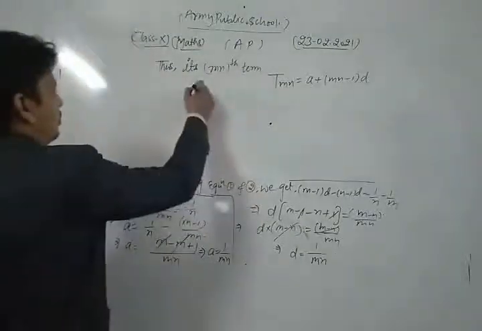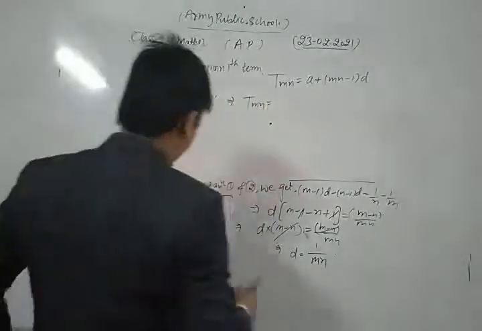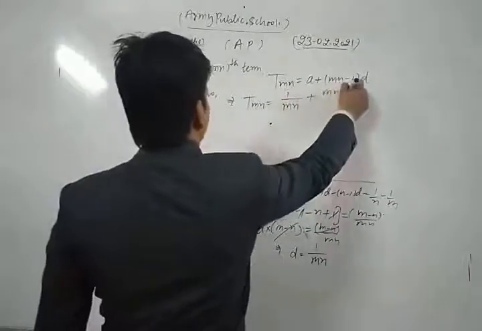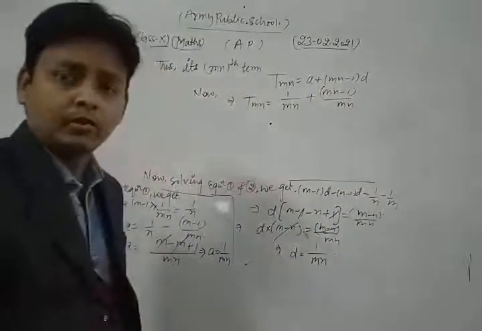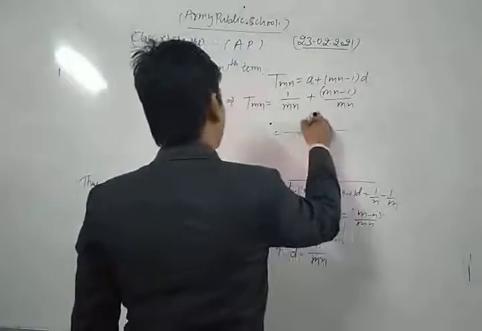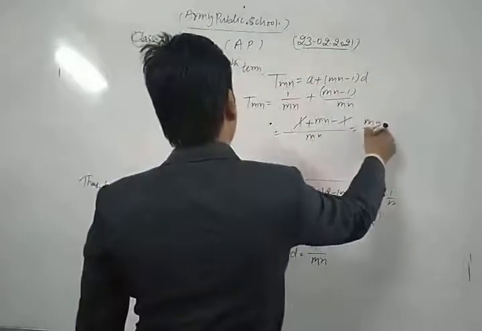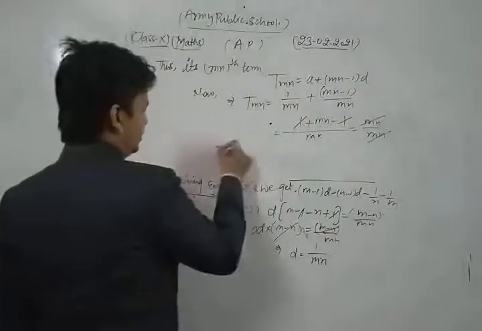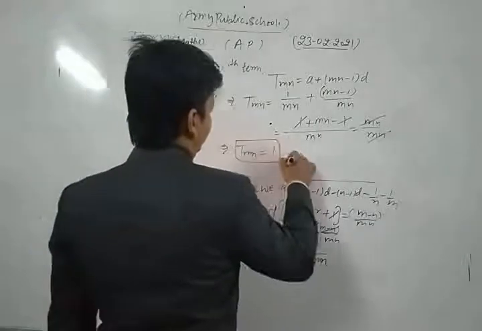Thus now Tmn is equal to, the value of a is 1 upon mn, so here we put 1 upon mn plus (mn minus 1) upon mn, since the value of d is 1 upon mn. Now we take mn as LCM, so we get 1 plus mn minus 1. 1 cancels, so we get mn upon mn. mn also cancels, so the value of the mnth term is 1.